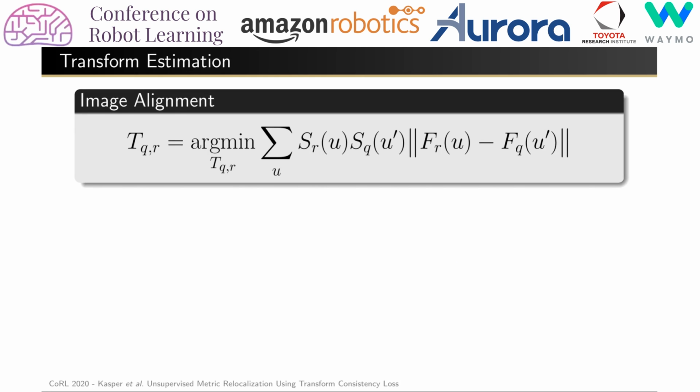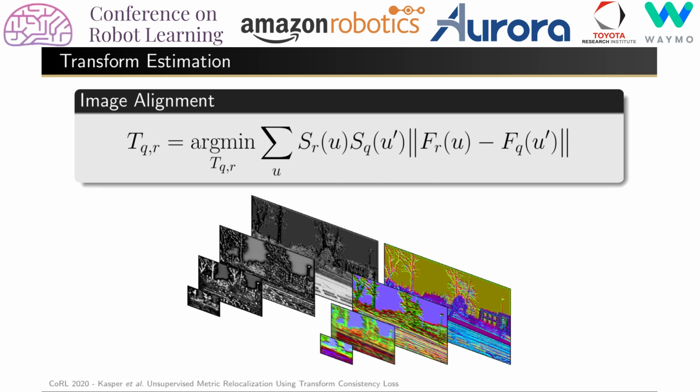Here, image alignment is performed by finding the transform TQR that minimizes the photometric error between these two images. As common in direct image alignment, this is an iterative process performed in a coarse-to-fine fashion. However, we substitute the input images with feature maps and weight the residuals with saliency maps, both of which are inferred by our network. This optimization is fully differentiable, so we can directly integrate it into our loss function.